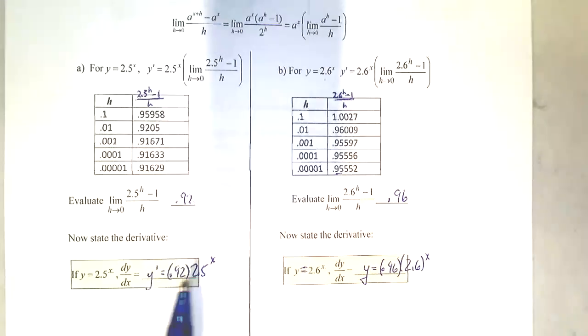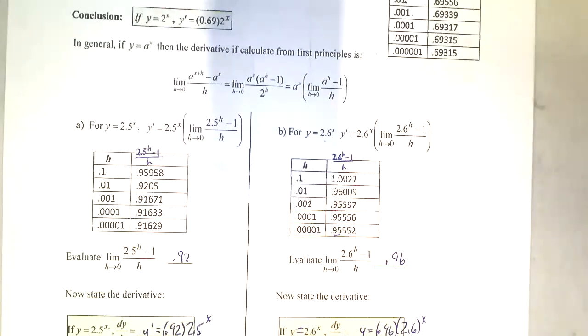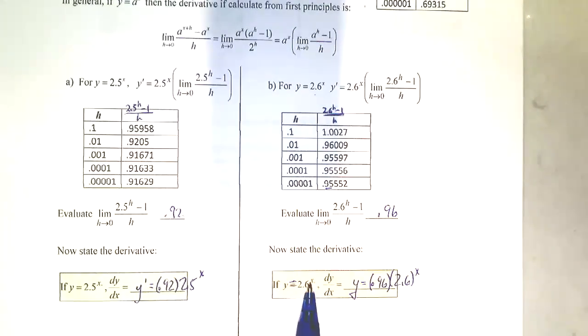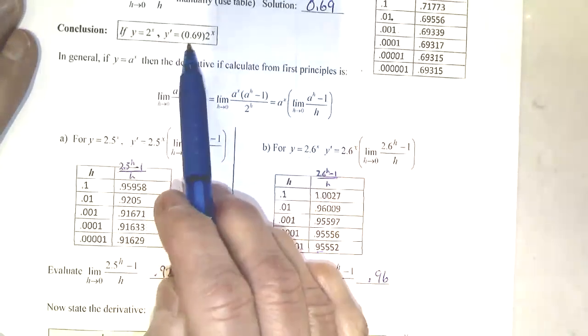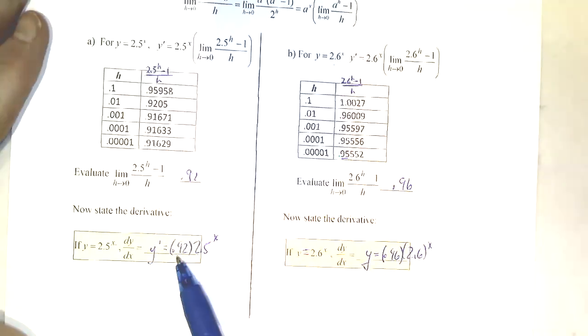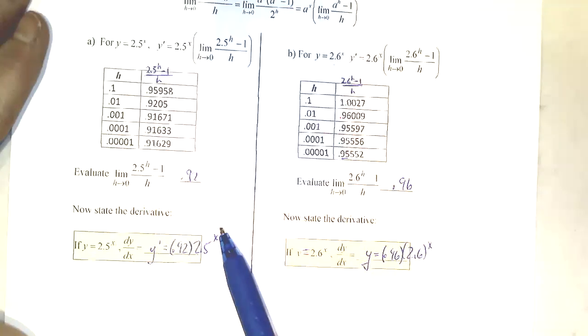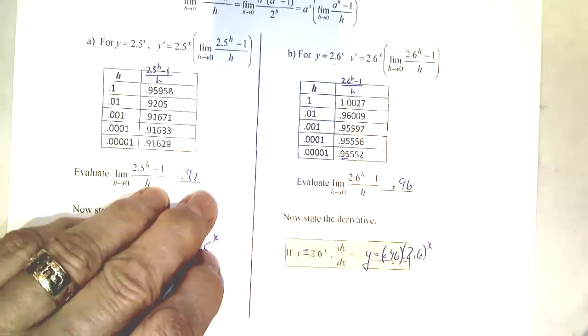So it looks like every time I take an exponential function, whether it's 2 to the x, 2.5 to the x, 2.6 to the x, I get a constant, some kind of number here, and then the original function. So you can see a pattern evolving. This was the derivative of 2 to the x. It was 0.69 times 2 to the x. Here's the derivative for 2.5 to the x, 0.92 times 2.5 to the x. And then when I bump it up, it's 0.96. So you see what's happening to these values?